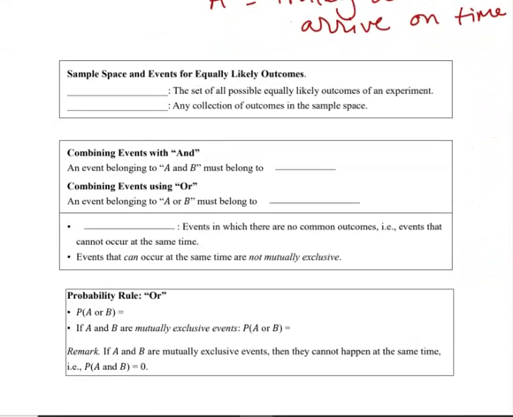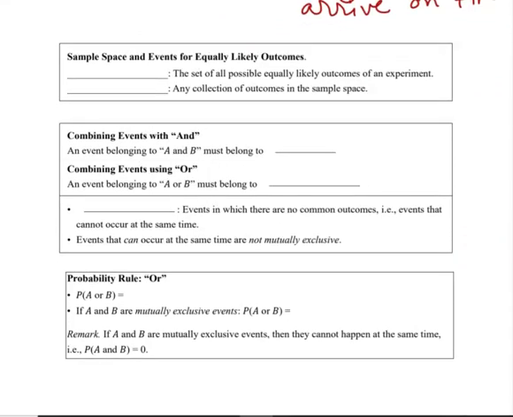All right, let's talk a little bit more about sample space. The sample space is the set of all possible equally likely outcomes in an experiment. So the sample space is all of the different outcomes that could occur. And any collection of outcomes in the sample space could be a given event.